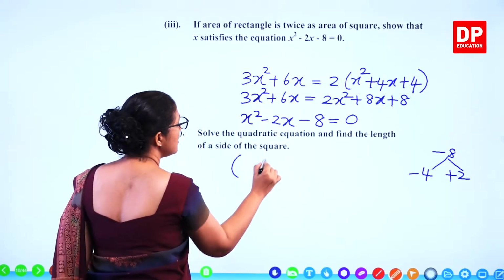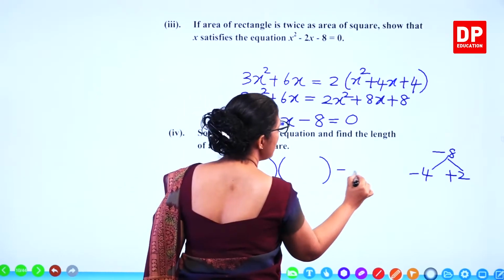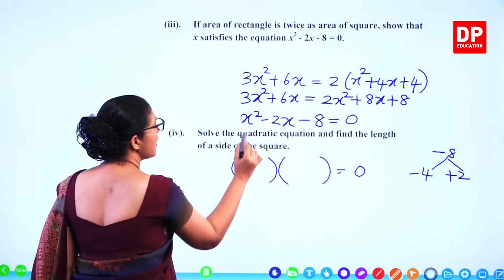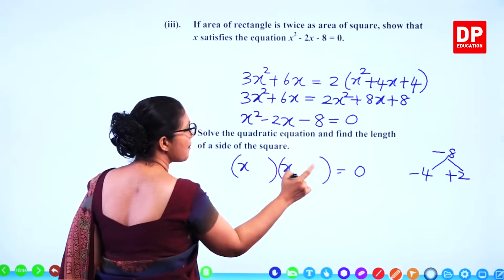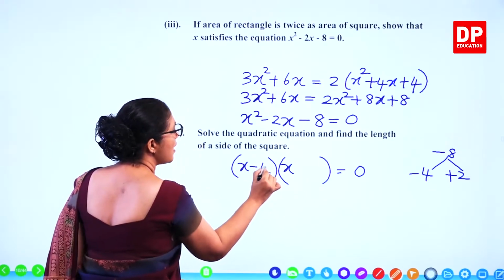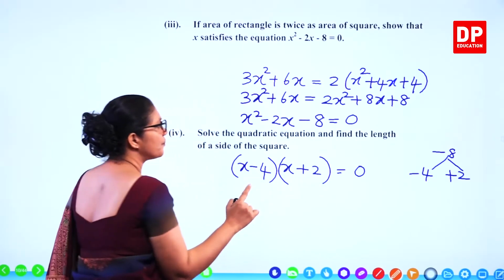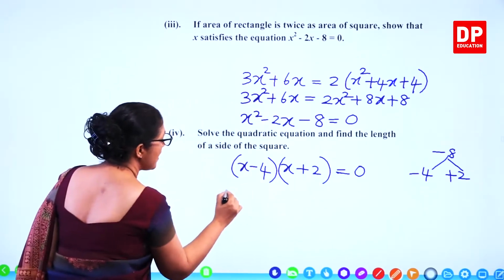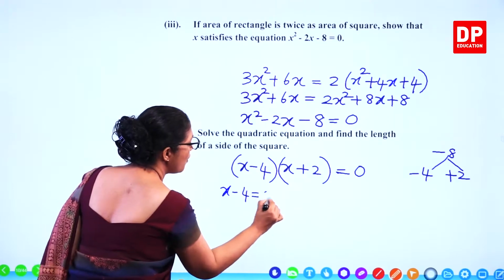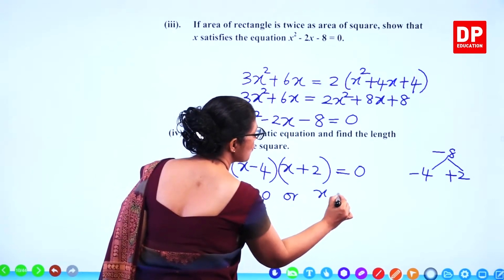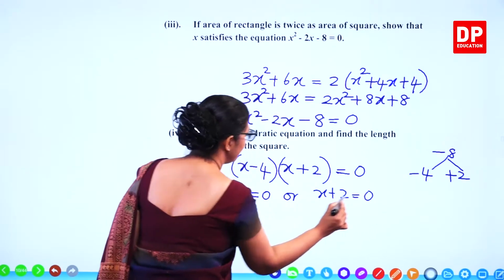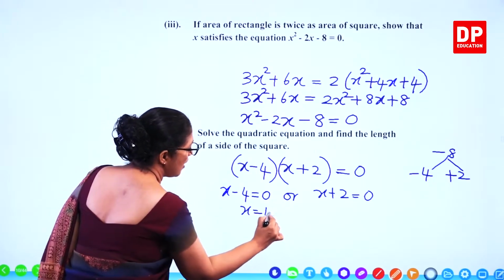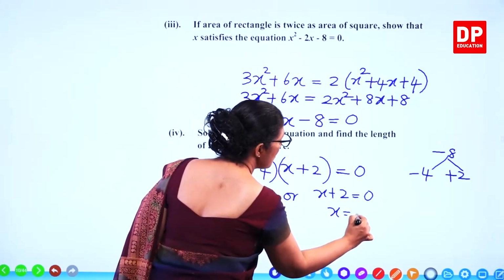But I'll do the short way of doing that. So what are the factors? x squared means x and x. What are the factors? Minus 4 and plus 2. The product is equal to 0. The product is 0 means x minus 4 is equal to 0 or x plus 2 equals 0. x becomes 4 or x becomes minus 2.